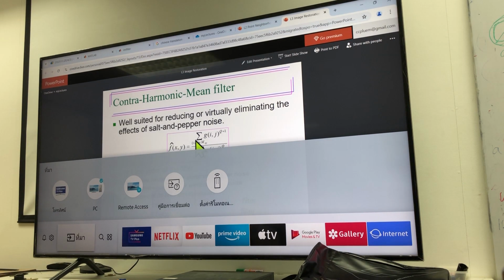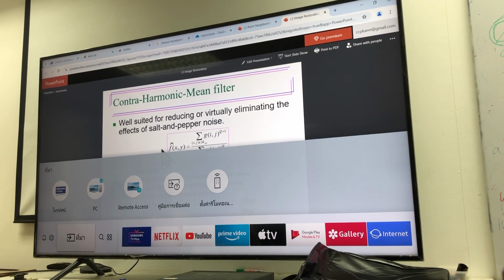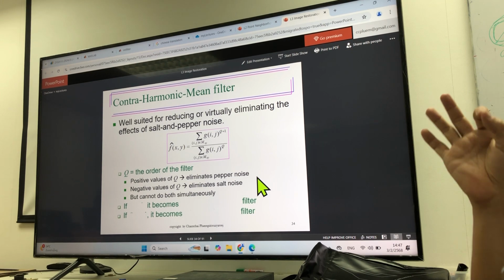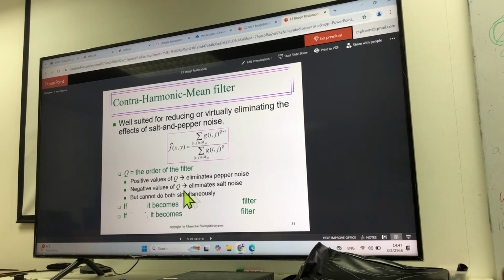What's the contra-harmonic mean filter? You can see, according to what they claim, it depends on the Q. Q is the order of the filter. If Q is positive, it's claimed to eliminate pepper noise. Remember, pepper noise is the black dots. If Q is negative, it can eliminate the salt noise. Salt noise is the white dots. However, it cannot get rid of both at the same time.